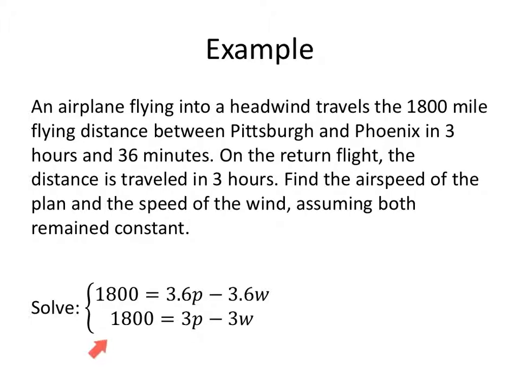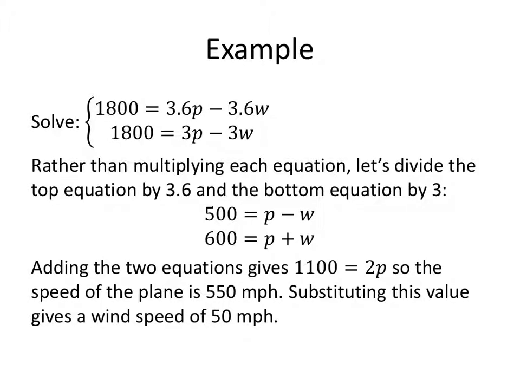I now have a system. So my whole problem forms into 1800 equals 3.6P minus 3.6W, and 1800 equals 3P minus 3W, and that's not true. This last one, the wind is helping us out, so that should be 3P plus 3W. And as I solve this correctly, don't worry, the typing is correct, except for that one little typo there, I cut and paste.